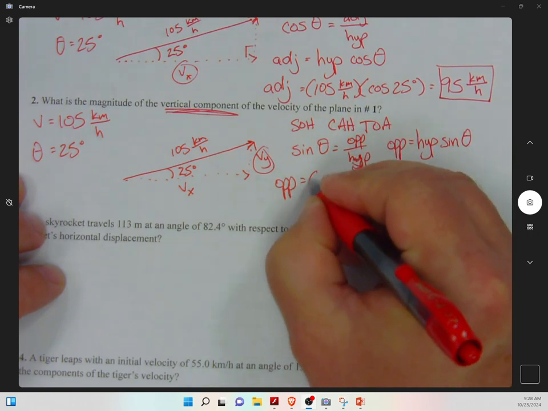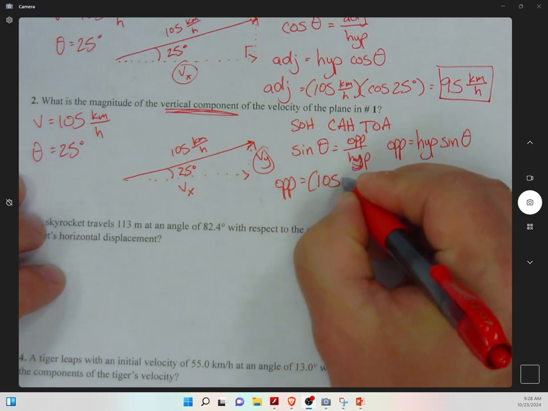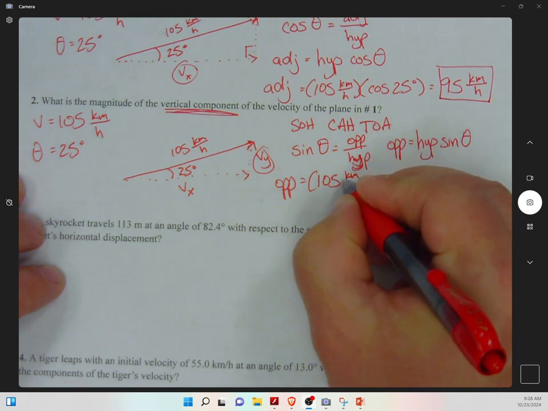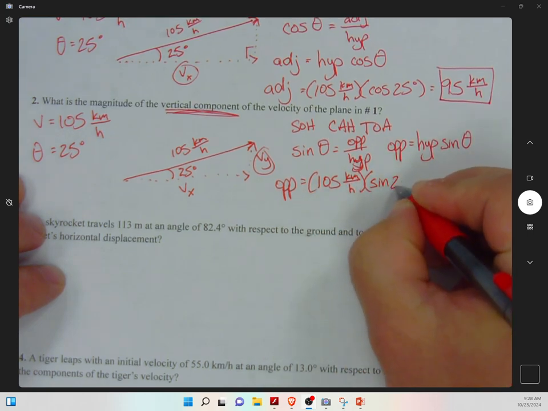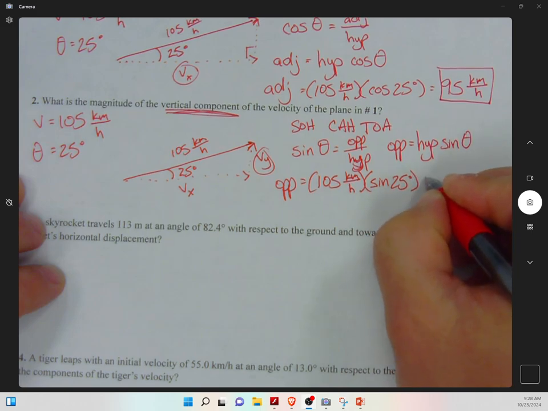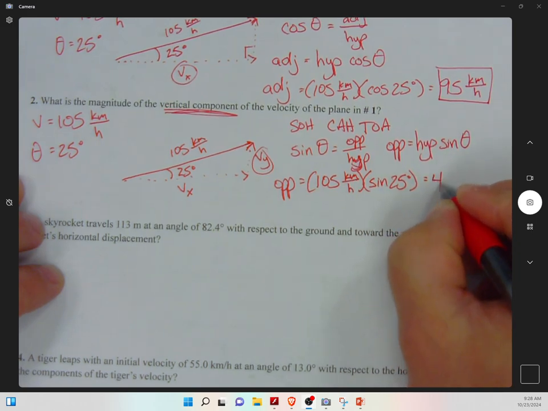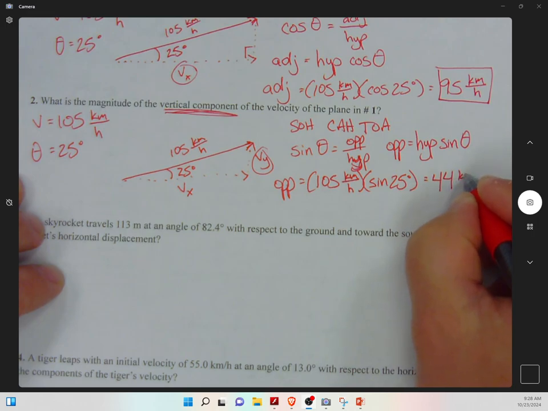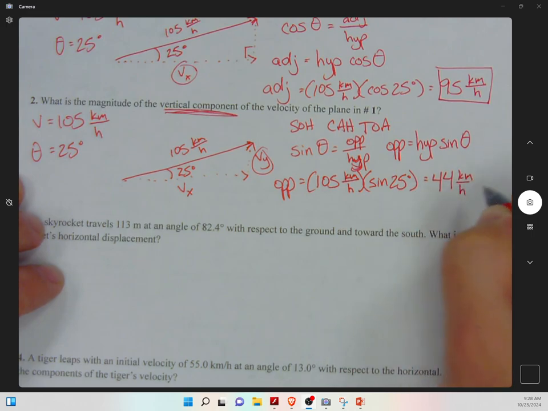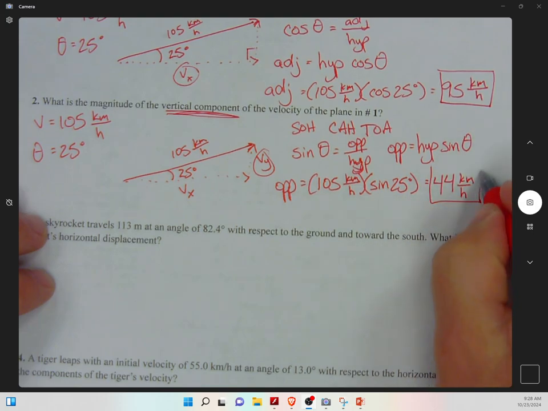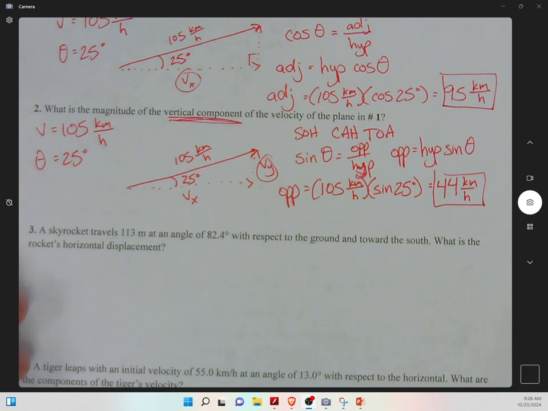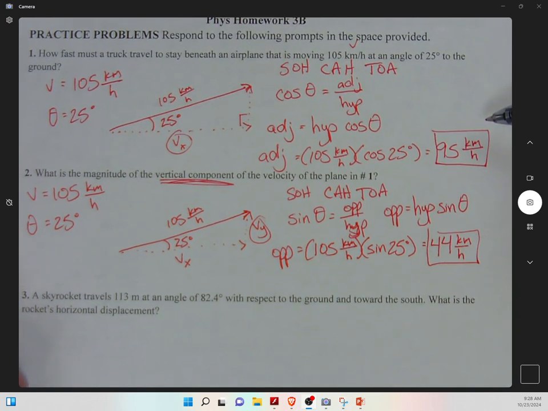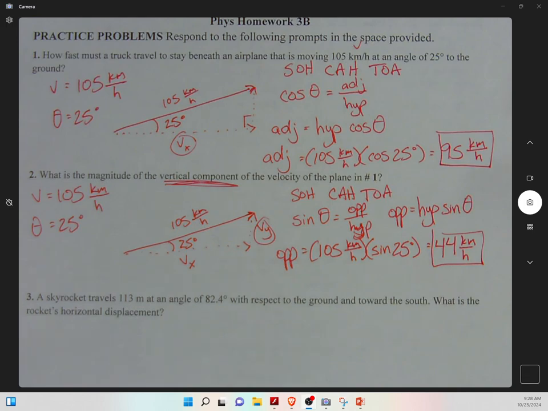times the sine of the angle. Opposite. The hypotenuse is 105 kilometers per hour. And then sine of 25 degrees. And this ends up being 44 kilometers per hour.